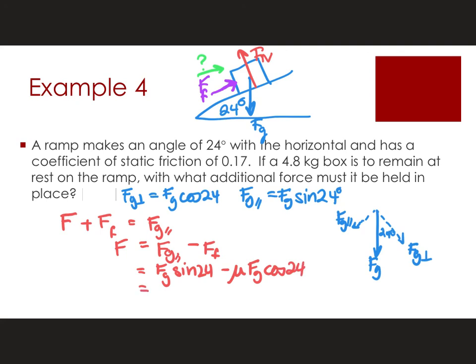If I put the numbers in, this is what I get. And I'm going to pick up my calculator, and I get 11.84. I'm going to round that to two significant figures because that's the data that I have in my question. So I would have to add an additional 12 newtons of force pushing up the hill to make sure this box did not slide down.